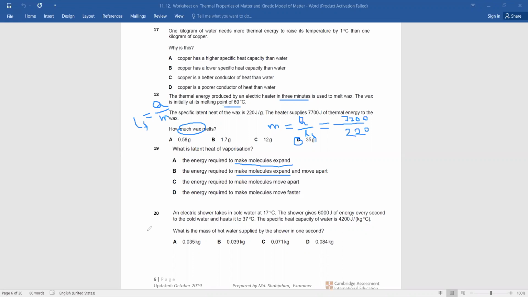An electric shower takes in cold water at 17 degrees Celsius. The shower gives 6,000 joules of energy every second to the cold water and heats it to 37 degrees Celsius. The specific heat capacity of water is 4,200 joules. What is the mass of hot water supplied to the shower in 1 second? Okay, they are asking you about the mass, right?